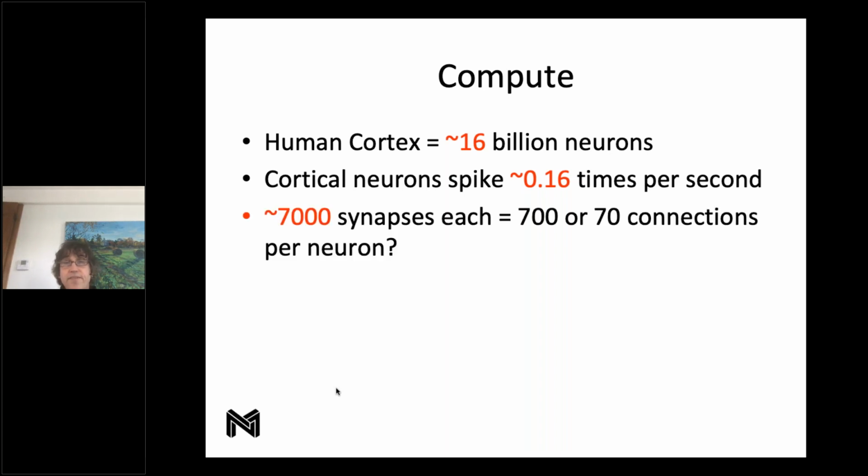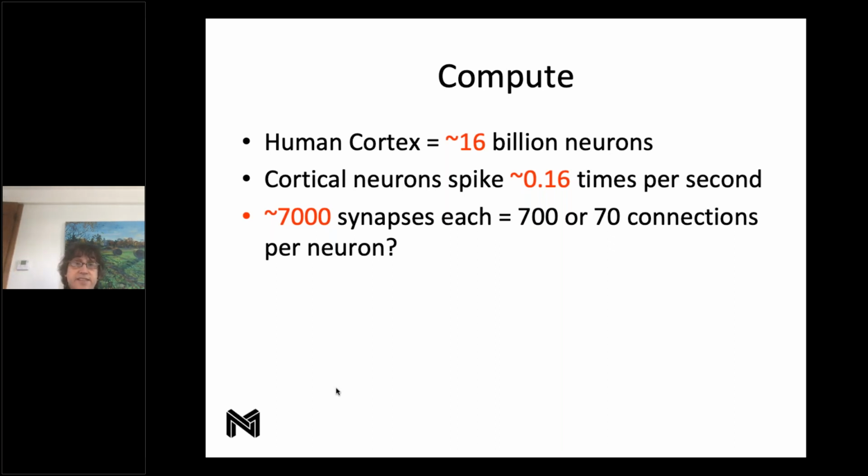So based on that and knowing how many synapses each neuron has, we can try to guess how many connections there are, if we're trying to model neurons in the same way that we have weights and connections in a neural network. Then the 7,000 synapses probably connect us to maybe 700 or 70 connections per neuron.